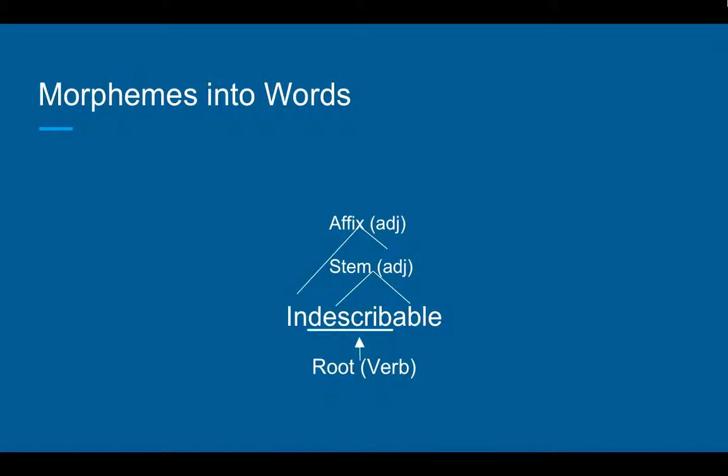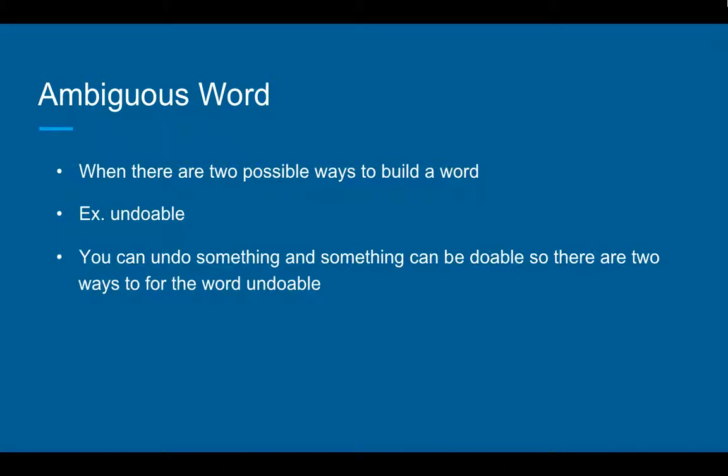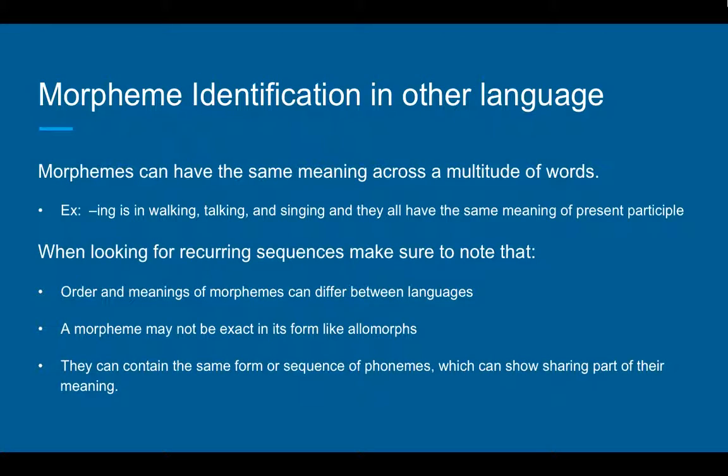This tree shows how words are divided into morphemes. For the word indescribable, this tree shows its root, two affixes, and how they combine to make the whole word. Ambiguous words are when there are two possible ways to build a word. For example, undoable. You can undo something, or something can be doable. Therefore, the un could be attached to doable, or you can attach it differently.